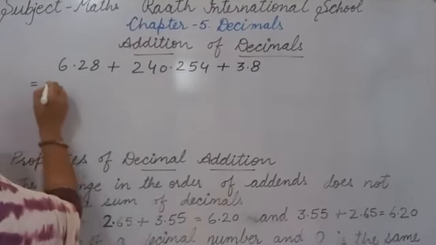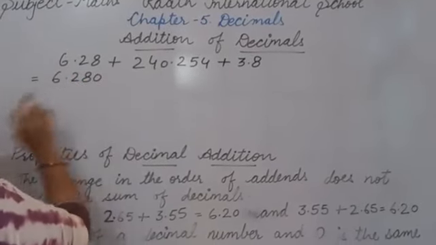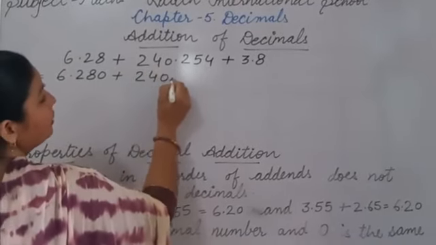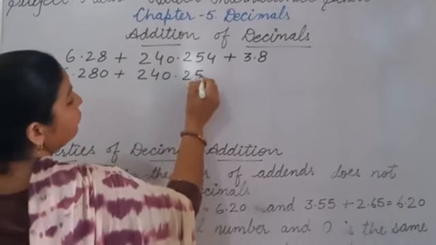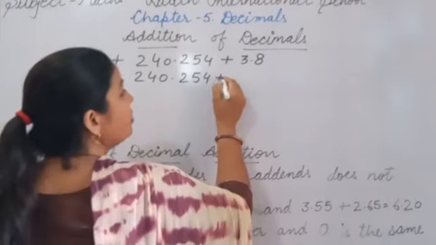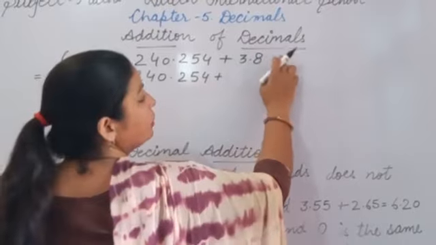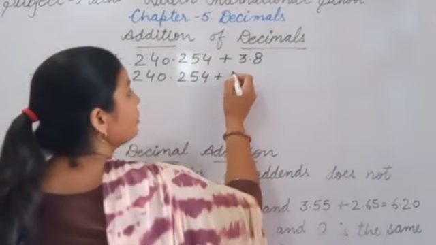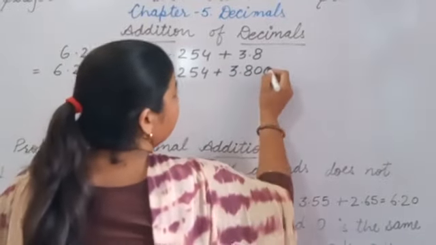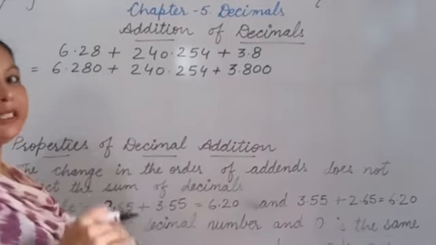So we will arrange like this: 6.280. Now there is 3 decimal place, plus 240.254. There is already 3 decimal place, and there is also 1 decimal place, so we will make it 3 by placing zeros here. Okay. So now 3.800. Now in all we have 3 decimal places. So now we can add easily.